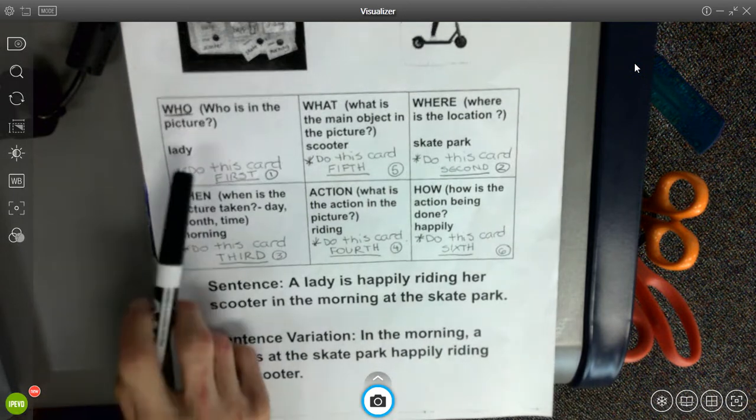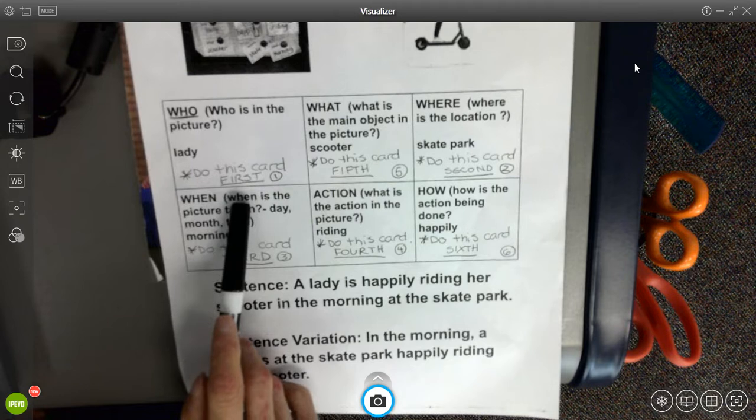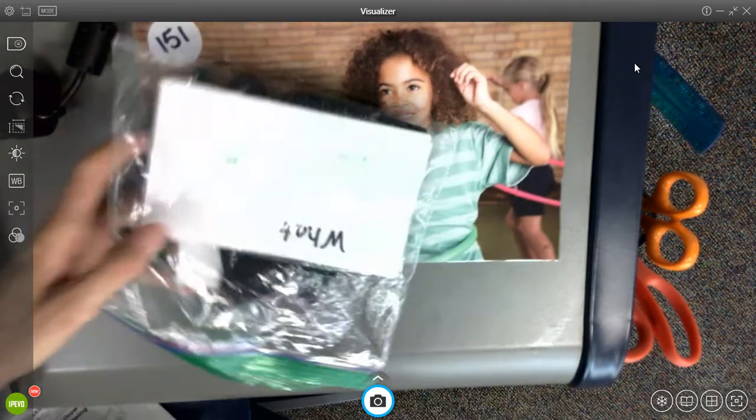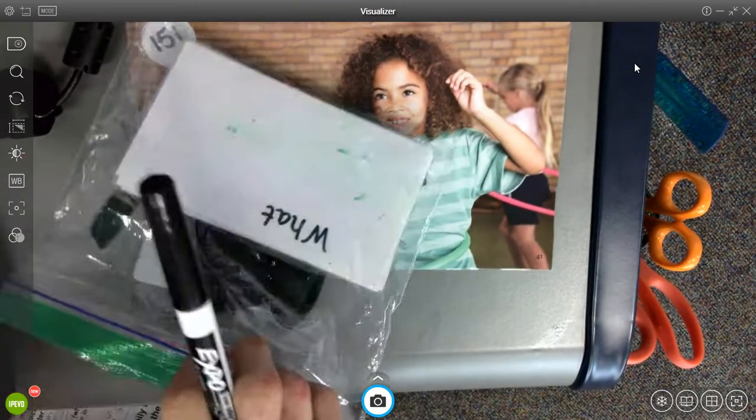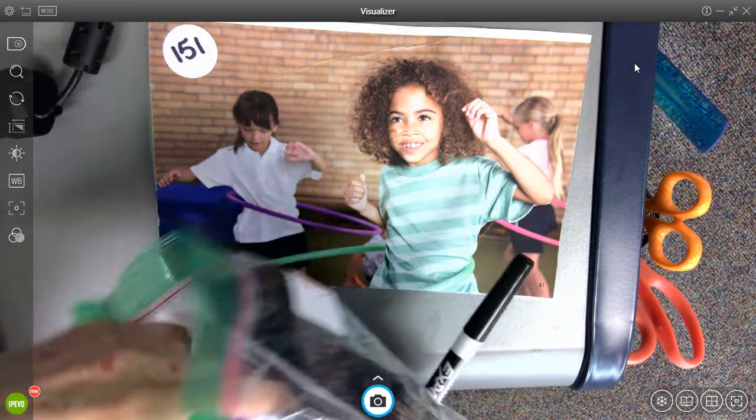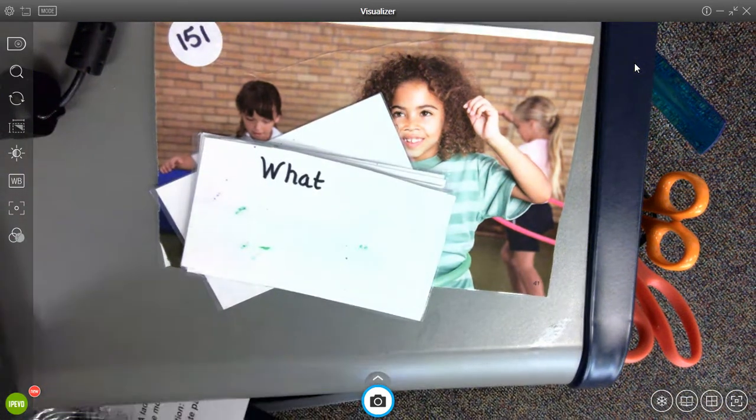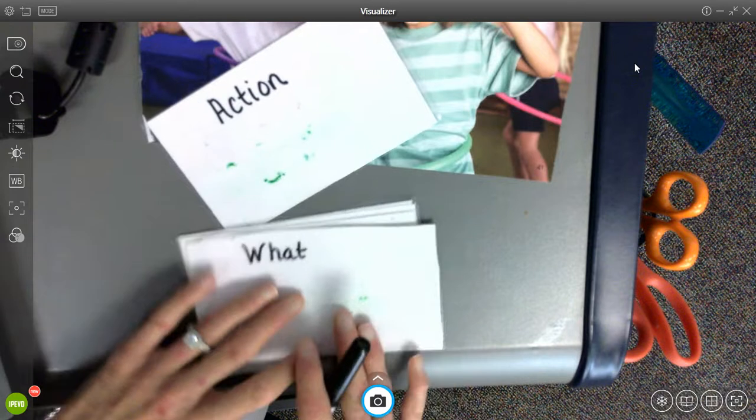And it says in my sample to do the Who card first. So I'm going to pull out my Who card from my bag, and that's what I'm going to do first. We do this one first because it's the easiest. I don't have enough space to spread out all of my cards, but you'll have enough space on your desk to do that.